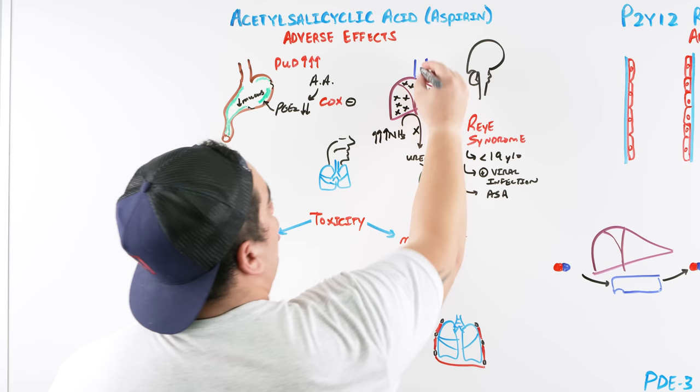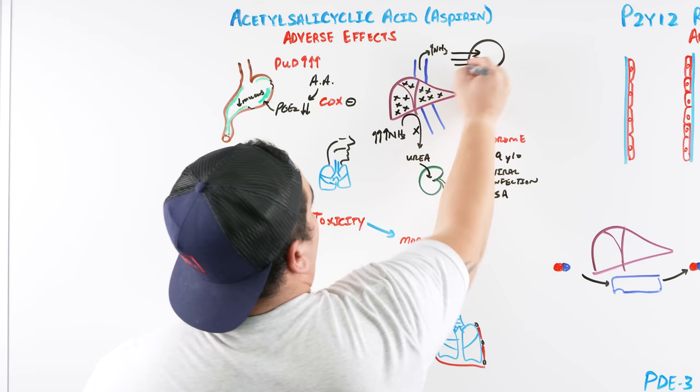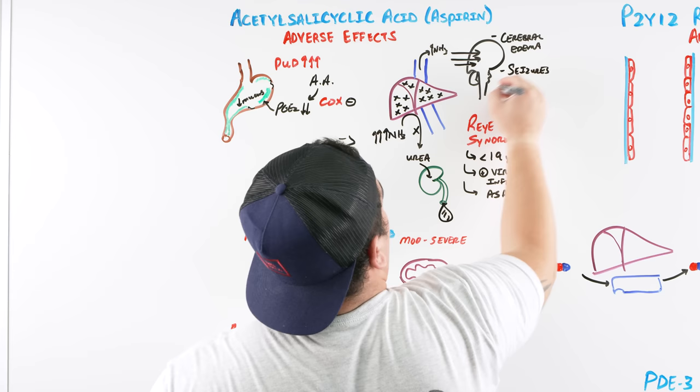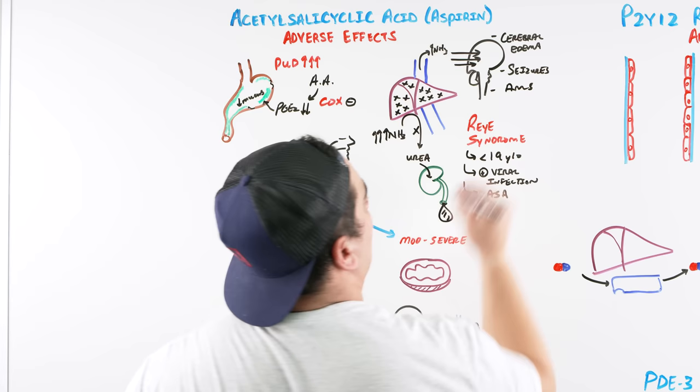When the ammonia levels build up, this causes a lot of damage to your central nervous system. This can lead to cerebral edema. This can lead to seizures. This can lead to an altered mental status. A lot of scary, scary things that you can see within this patient population.